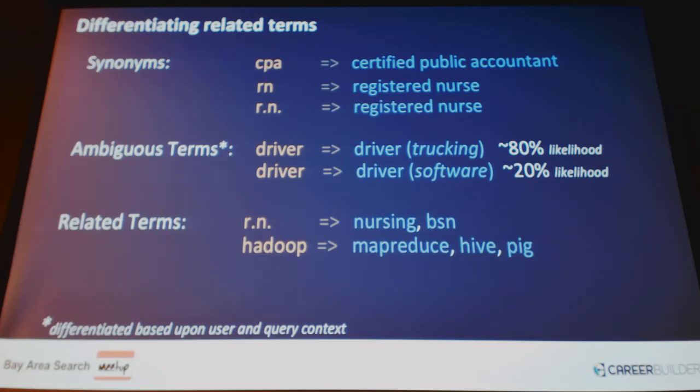And then synonyms, ambiguous terms, the other category is related terms. So nursing and Bachelor of Science in Nursing are related to RN, and MapReduce, Hive, and Pig are related to Hadoop, but they're not the same thing. We want to be able to leverage the knowledge of the relationship while not assuming that it's the same thing.